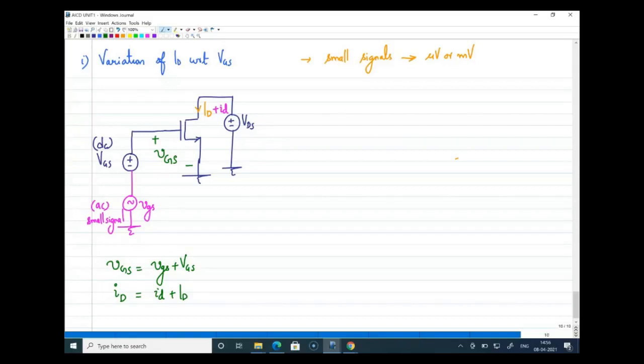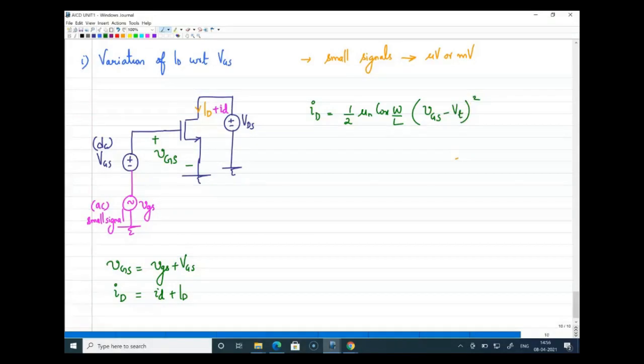Now, I'm trying to understand the variation of ID with respect to VGS. So what is ID? How can I write ID? ID can be written as half mu n Cox W by L into (capital VGS minus VT) the whole squared. Now you will wonder why only this expression. As I mentioned, we are studying the model of MOSFET in saturation. That is why I have taken only this expression.